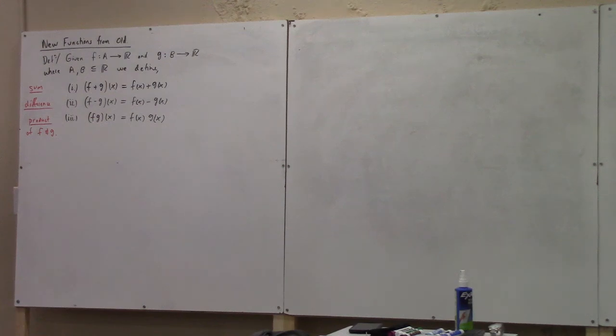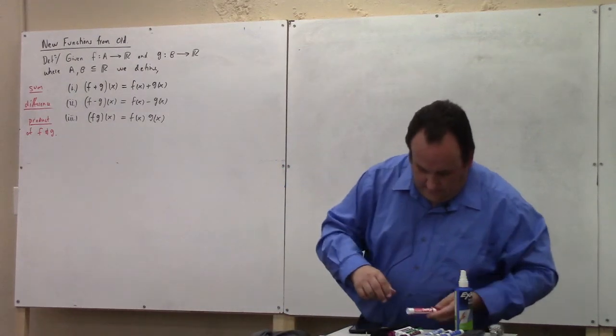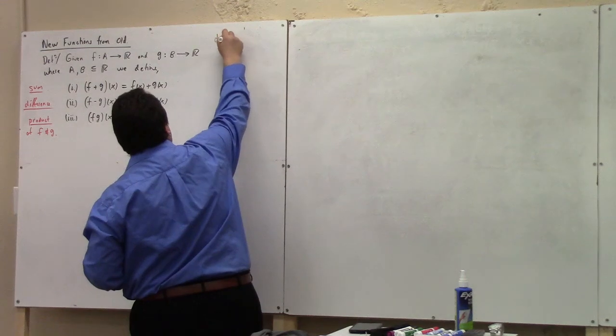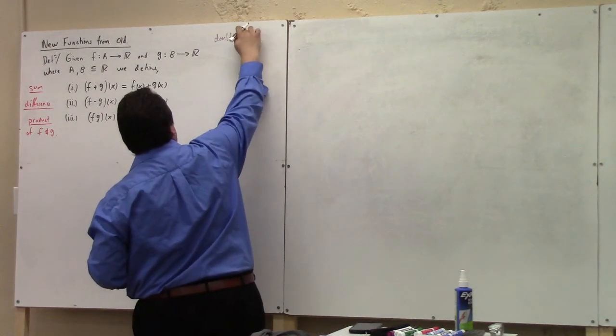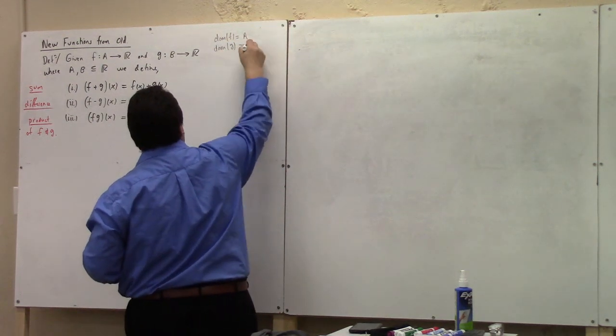These are new functions, and these definitions I've just made are called point-wise definitions because we define them one point at a time. And then the question is, what's the domain of these new functions, right? A is the domain of f, B is the domain of g, by assumption, right?